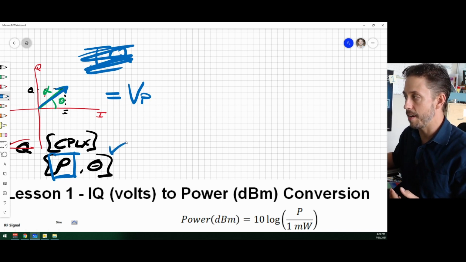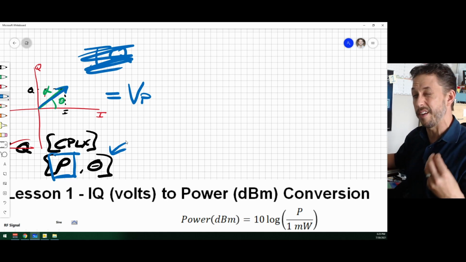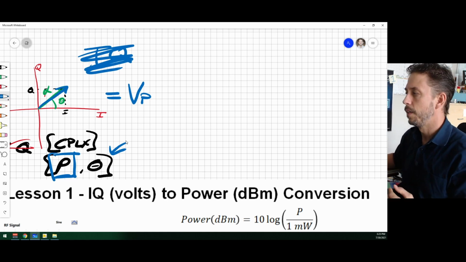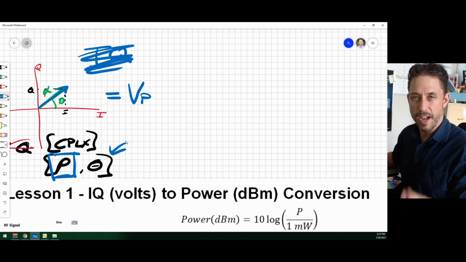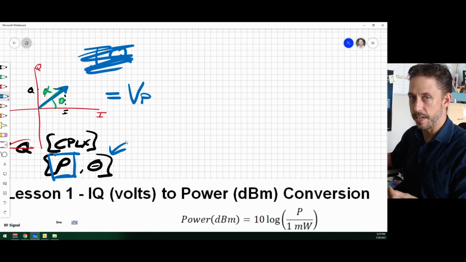We're going to think about it in terms of magnitude and phase. No data is lost. It's just a different way of thinking about the data set. And then we're going to say, all right, that value of rho is equivalent to volts peak of the carrier for a period of time.